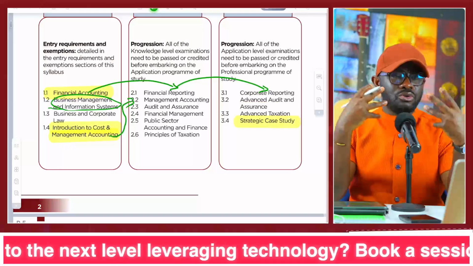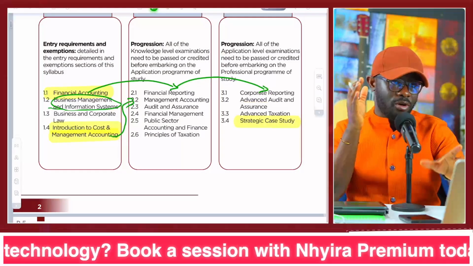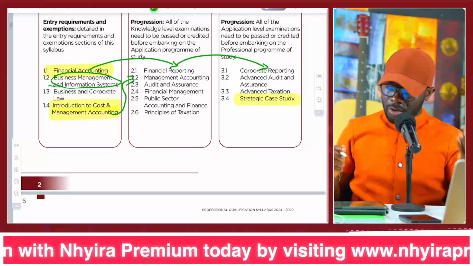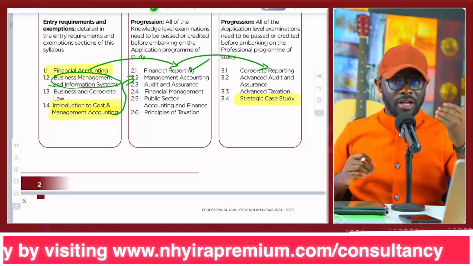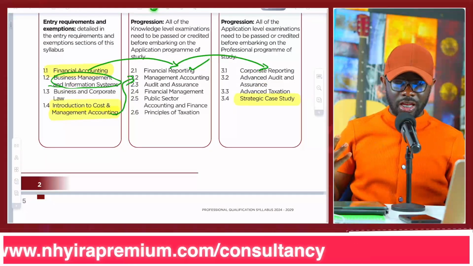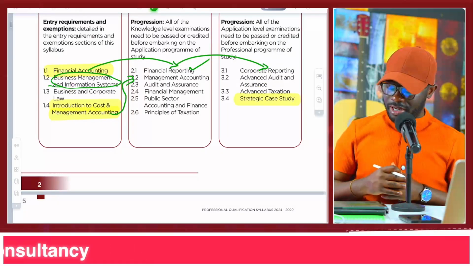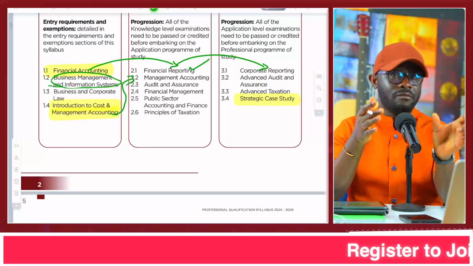Now, when it comes to writing and paper combination, I'm going to be coming back to that in a moment as we proceed. In level 2, there are 6 papers, and we have financial reporting, management accounting, advanced audit and assurance, financial management, public sector accounting and finance, and then principles of taxation. Those are the papers in level 2.